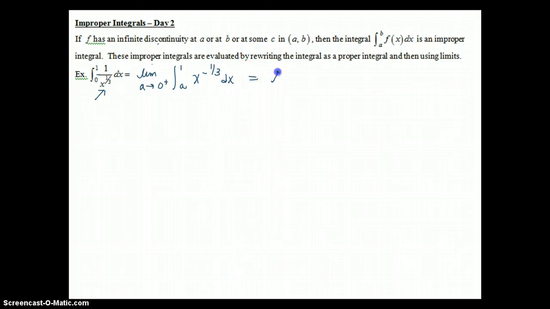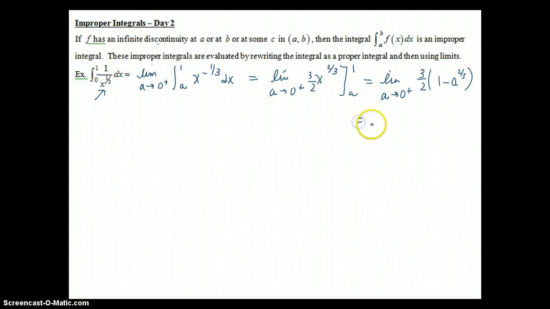And I'm going to integrate. Limit as a approaches 0 from the right, and I increase the power by 1. I get x to the positive 2/3 over 2/3. I'm going to go ahead and say 3/2 here, between a and 1. We're going to use the fundamental theorem. Limit as a approaches 0 from the right. We get 3/2, and we plug in 1, and we get 1, and we plug in a, and we get a to the 2/3.